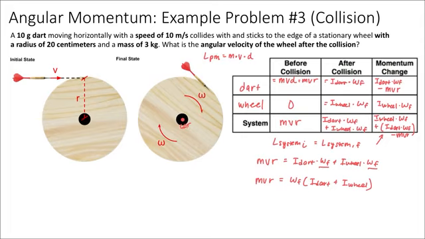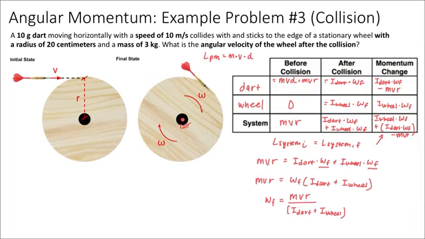And if you recall from when we talked about this, the moment of inertia of the system is just the moment of inertia of the dart plus the moment of inertia of the wheel. So we're adding those two terms together. And that's how we treat objects that are traveling like one object. We just add the moments of inertia together. So that's exactly what we were expecting. That means that the angular velocity of the system after the collision is equal to.